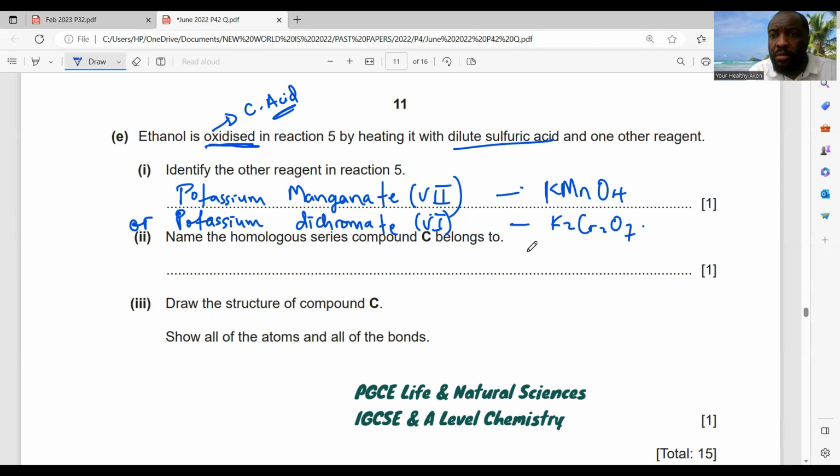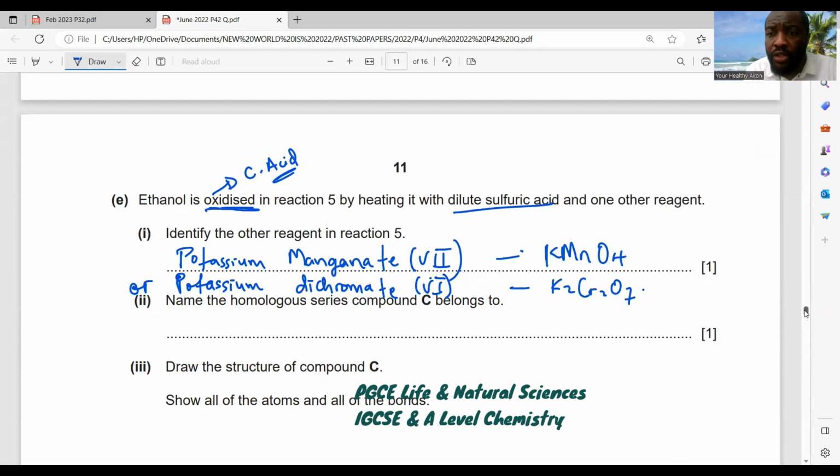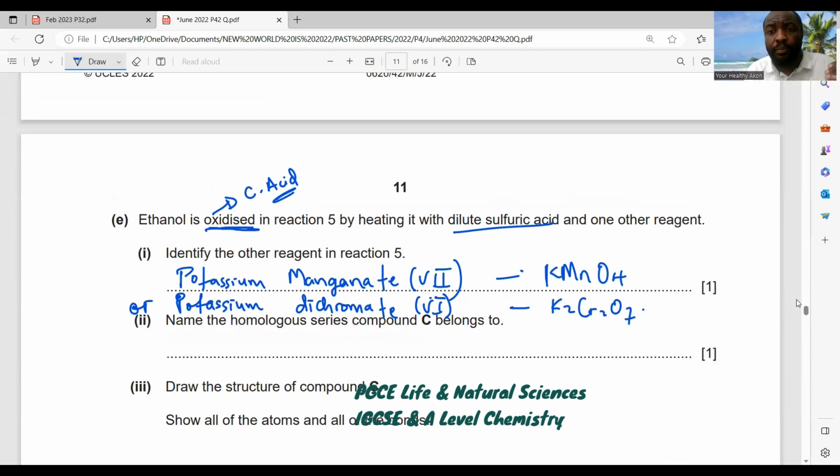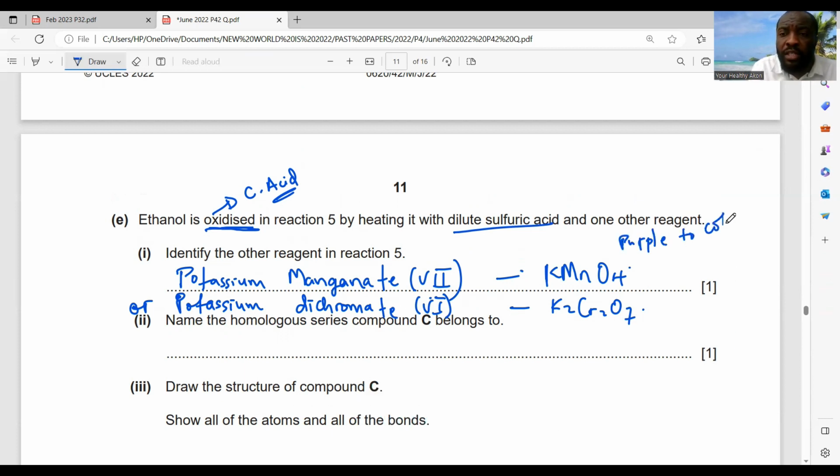Now, another thing you want to know about this reaction is you will need to know the observation after oxidation. You need to note the observations. What actually happens? What do you see after this oxidation? If you're using this, notice that the color changes from what? Purple to what? Colorless.